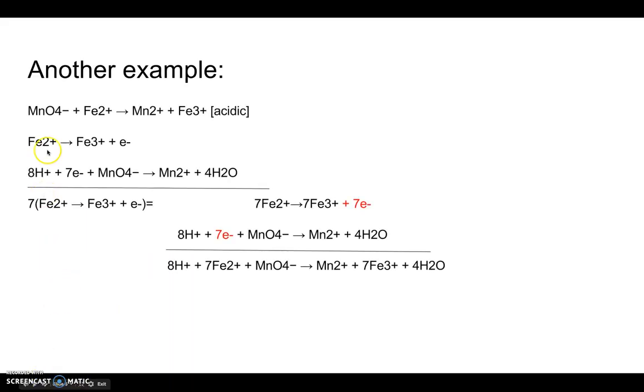Another example, this is an acidic solution. So here's where you have to multiply by an integer. 7 electrons, it cancels out to equal this. And we know how to do redox. We've done it enough. Crazy animations.